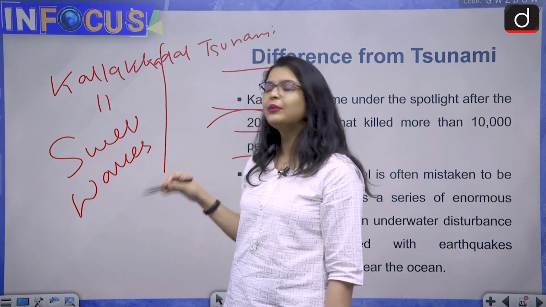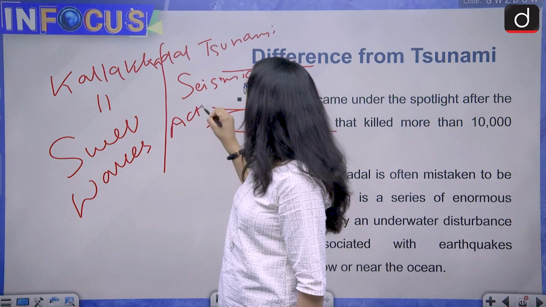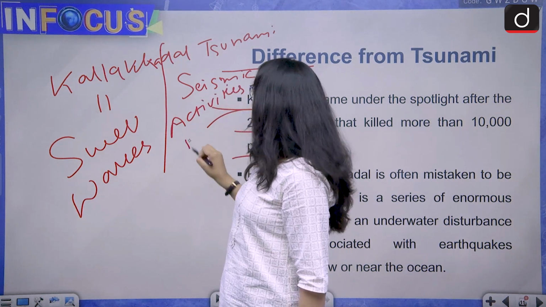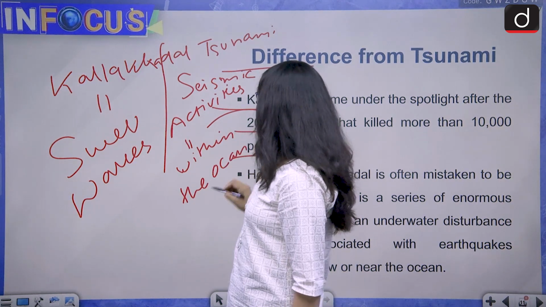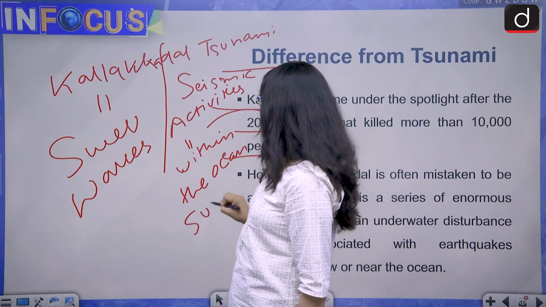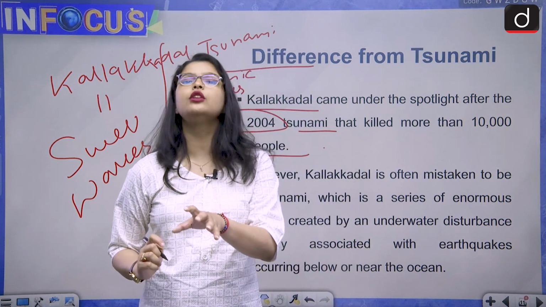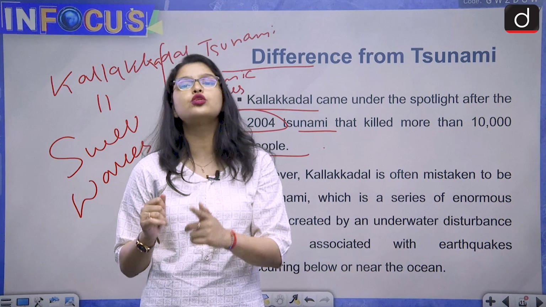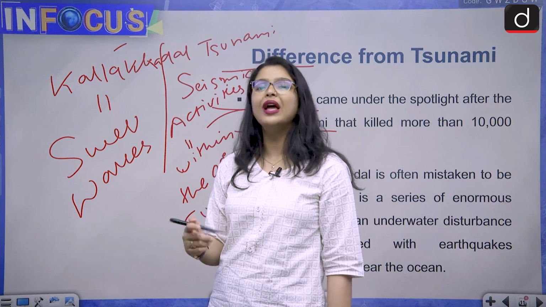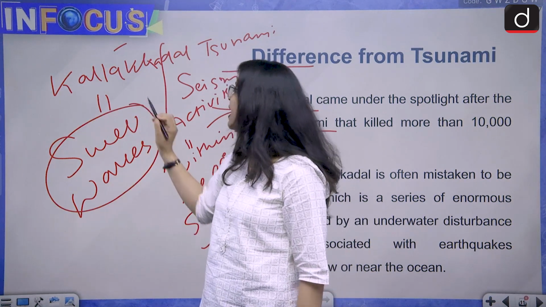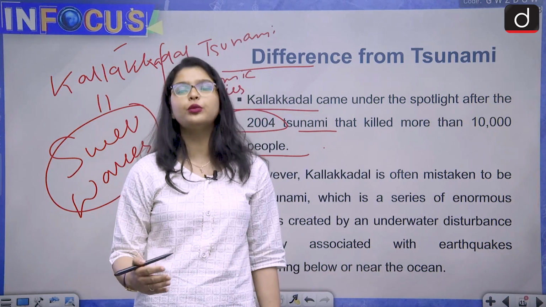But we know that tsunami is caused by seismic activities within the ocean surface. For example, if there is an earthquake within the ocean surface, then that earthquake can cause tsunami. But Kallakkadal phenomenon, also known as ocean surge or swell surge, is essentially caused by swell waves, and hence these two phenomena are different from each other and they should not be confused.